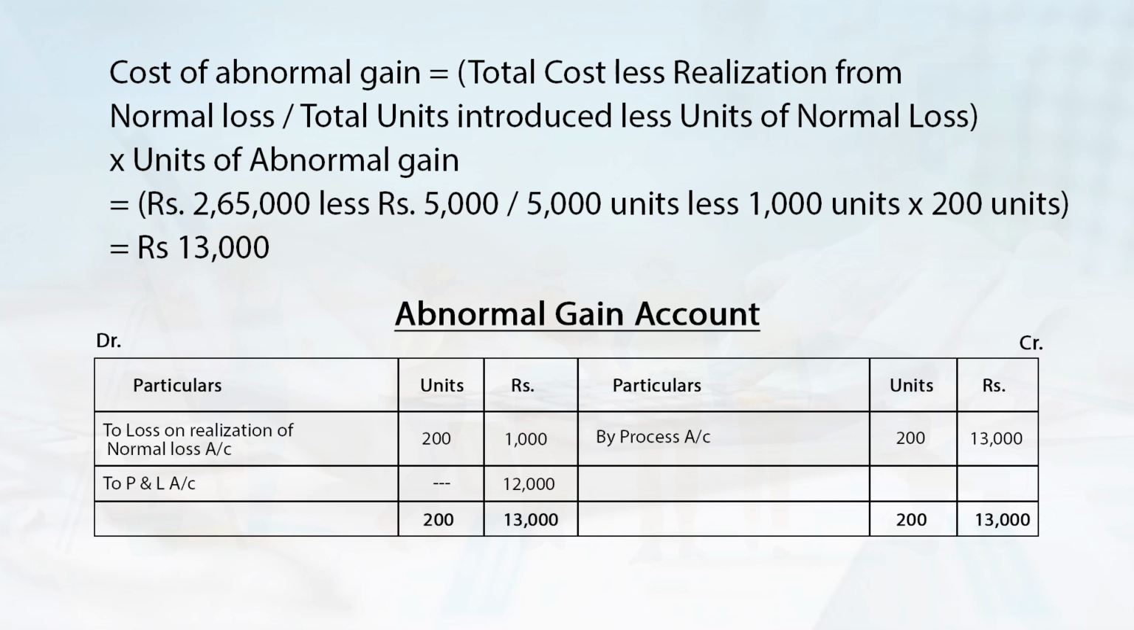Let us prepare abnormal gain account. In the abnormal gain account, on debit side, to loss on realization of normal loss account 200 units and its value is 1,000 rupees, and on credit side by process account 200 units value we have calculated rupees 13,000, and therefore, there is a difference of 12,000 rupees, which is our profit, and that is to be transferred to profit and loss account. To profit and loss account rupees 12,000.